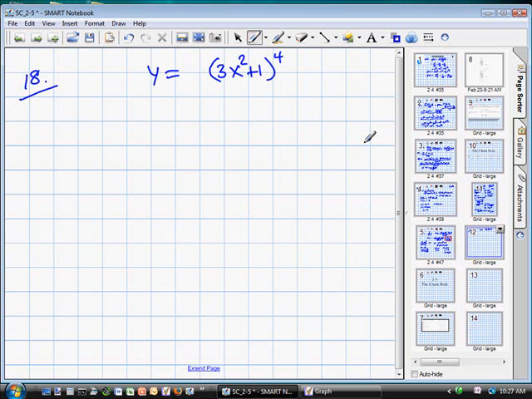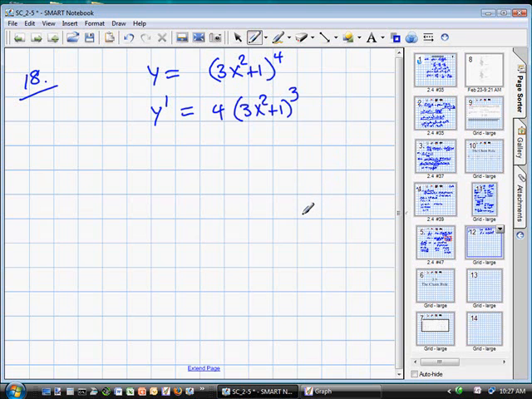What's the inner and the outer thing here? What's the outer function? Take it to the 4th power, right? And the inner function is 3x squared plus 1. So if we follow what I taught you, to take the derivative, you would first take the derivative of the outer. So in other words, bring the power down. You guys know how to do the power rule. Reduce the power by 1.